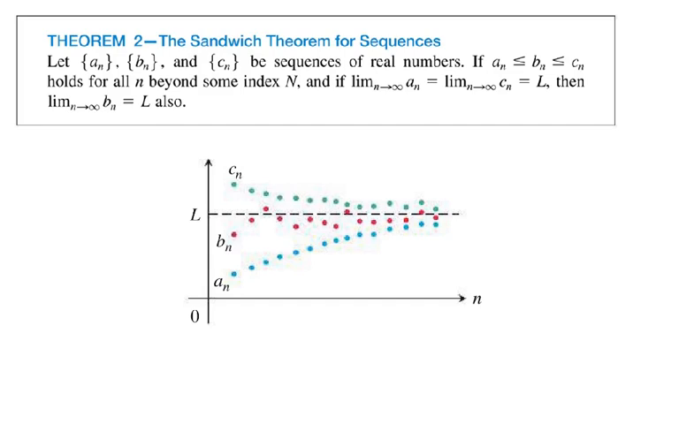Our next theorem is the sandwich theorem for sequences. If we have a sequence a sub n, a sequence b sub n, and a sequence c sub n, they all consist of real numbers.